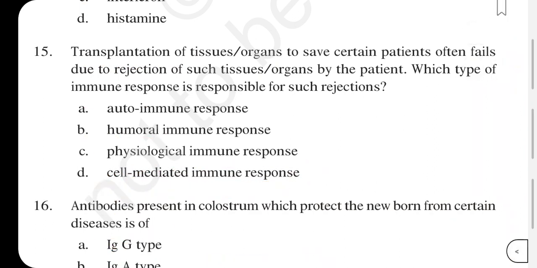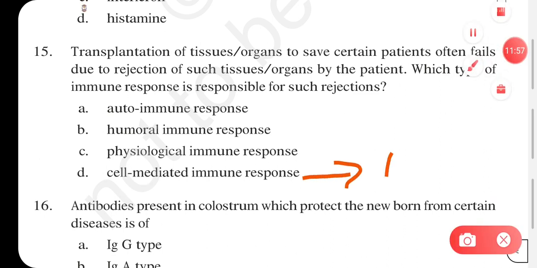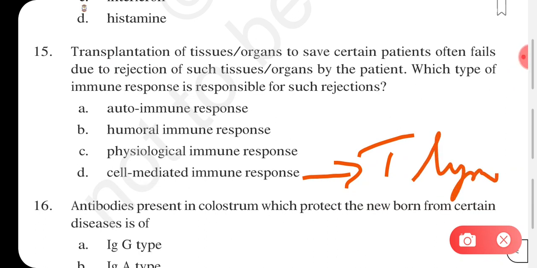Okay, and that is the reason why tissue matching or blood group matching is done before any transplantation. Okay, and which type of lymphocytes are responsible for this cell mediated immune response? It is T lymphocytes. Okay, you should remember this. Cell mediated immune response is mediated by T lymphocytes. Okay, T lymphocytes. Fine, moving on to the next one.